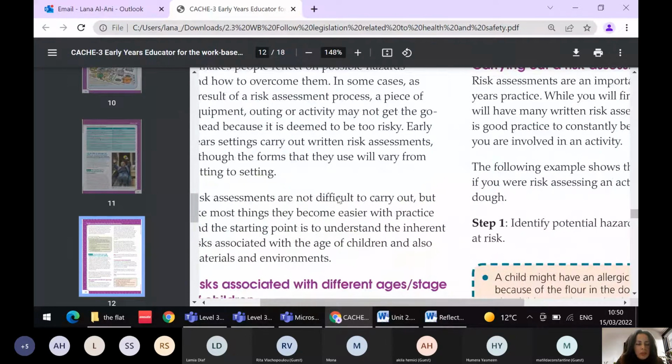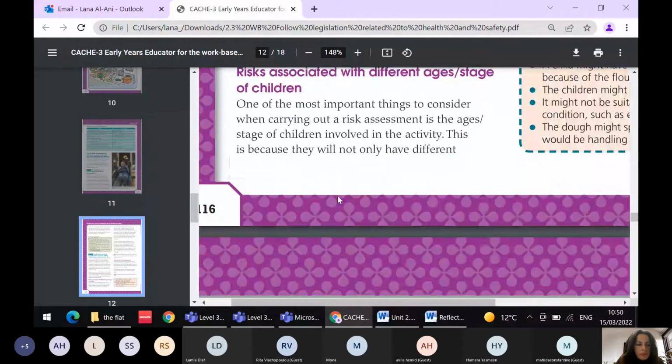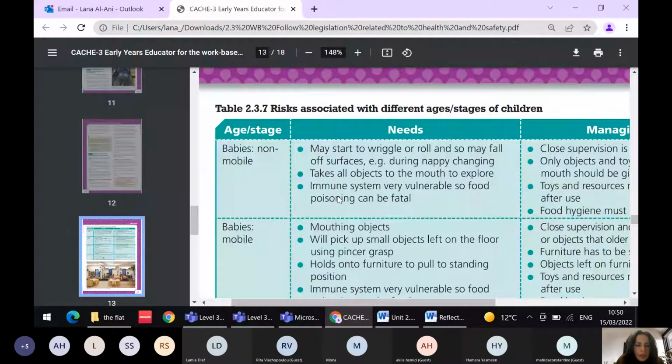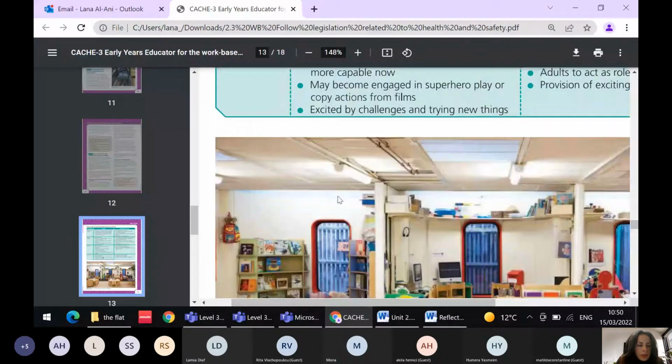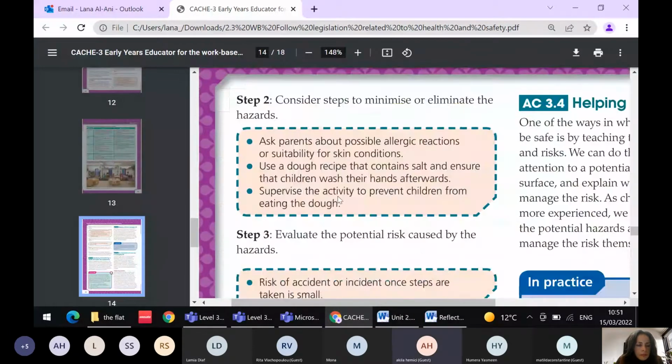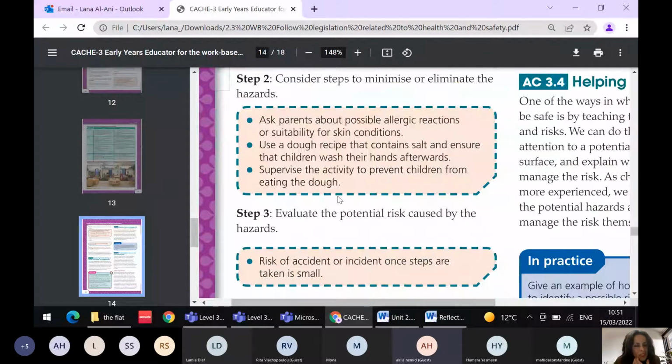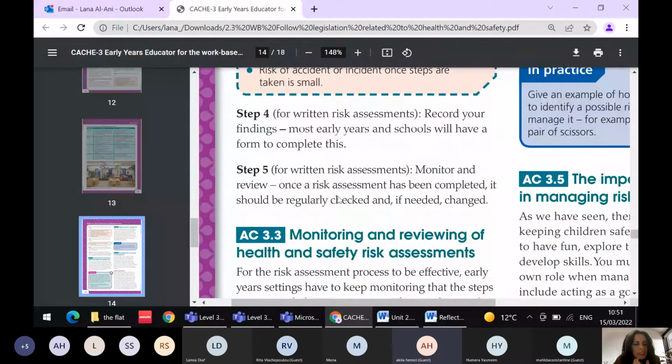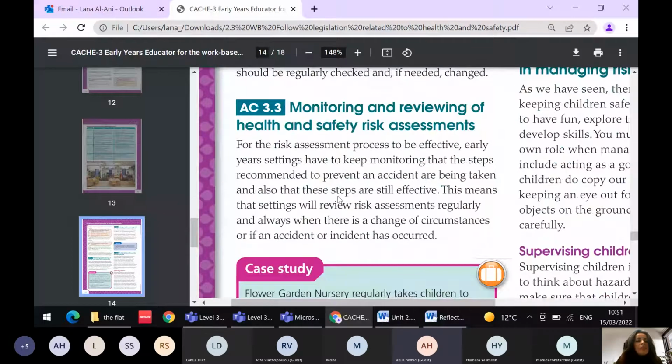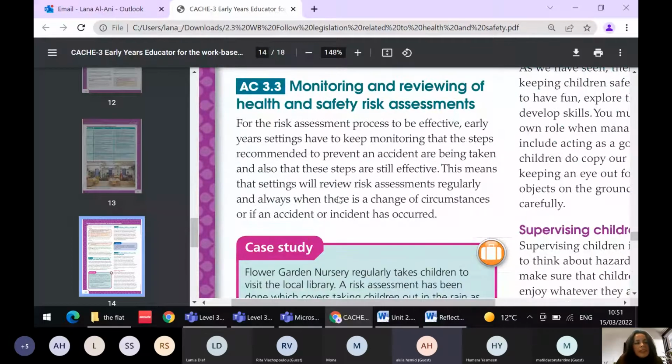Let me just go to 3.2. Sorry. 3.3. So how can we monitor and review the health and safety risk assessment?